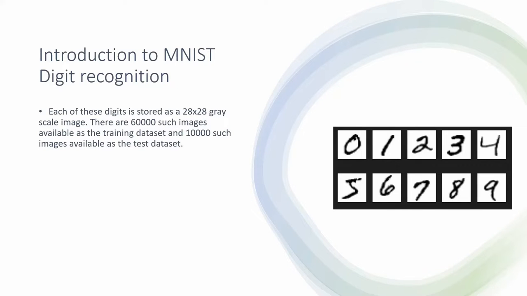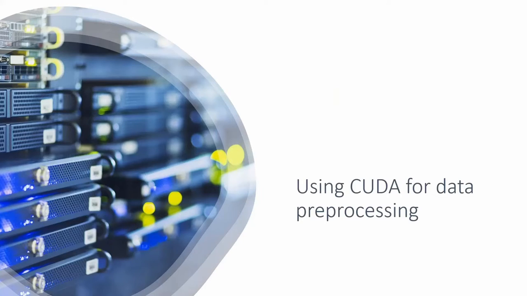As an introduction to MNIST Digit Recognition, we have handwritten digits from 0 to 9, and each of those images is a 20 by 20 pixel grayscale image, and there are 60,000 such images available as a training data set, and 10,000 of those available as the test data set.